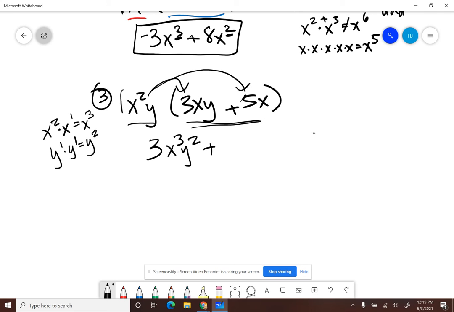Plus 1 times 5 would be 5. Again, I've got x squared times x, which would be x to the third, but I don't have any y's, so I'm just going to carry this y along with it. It kind of goes along for the ride.